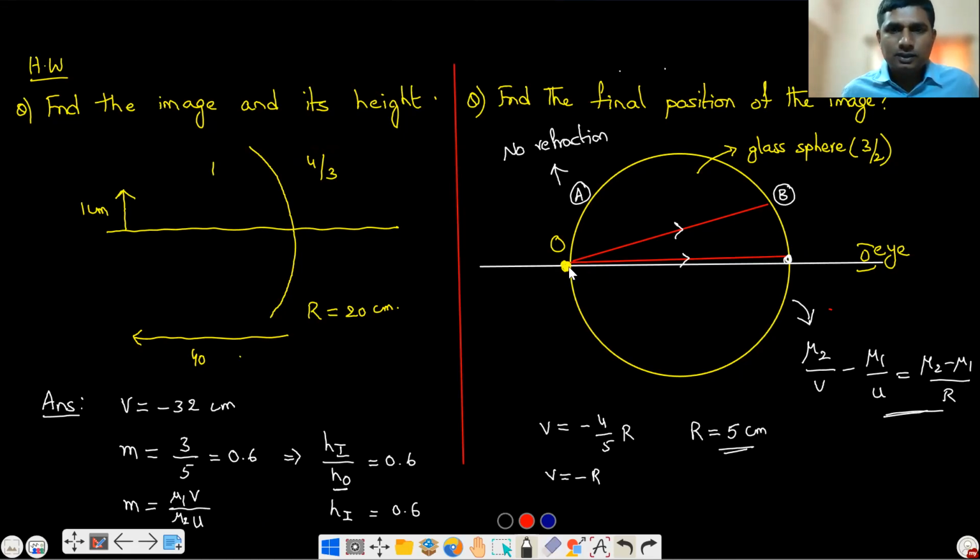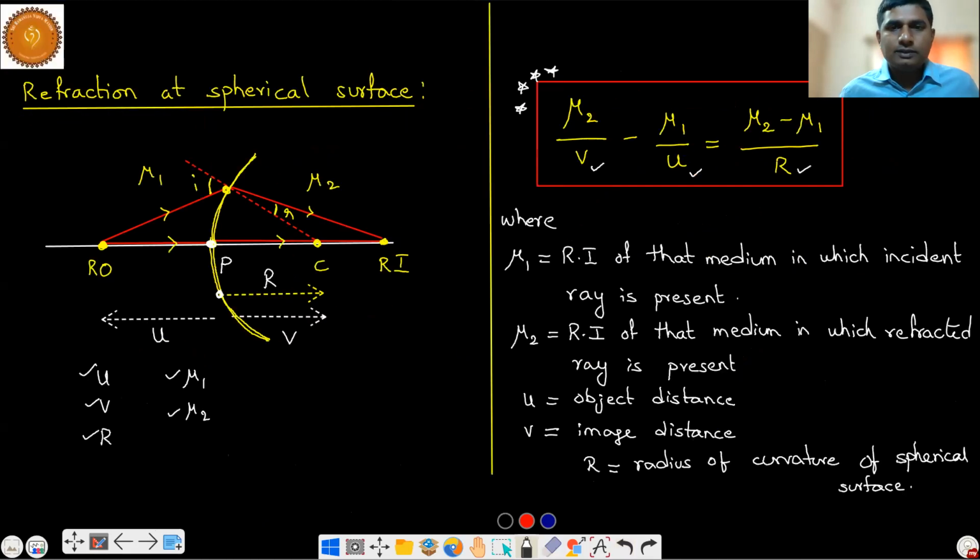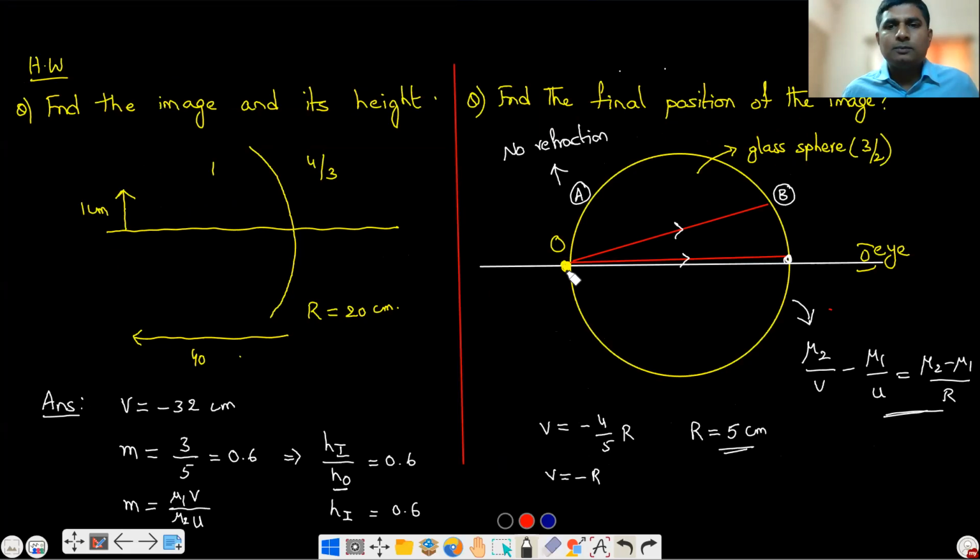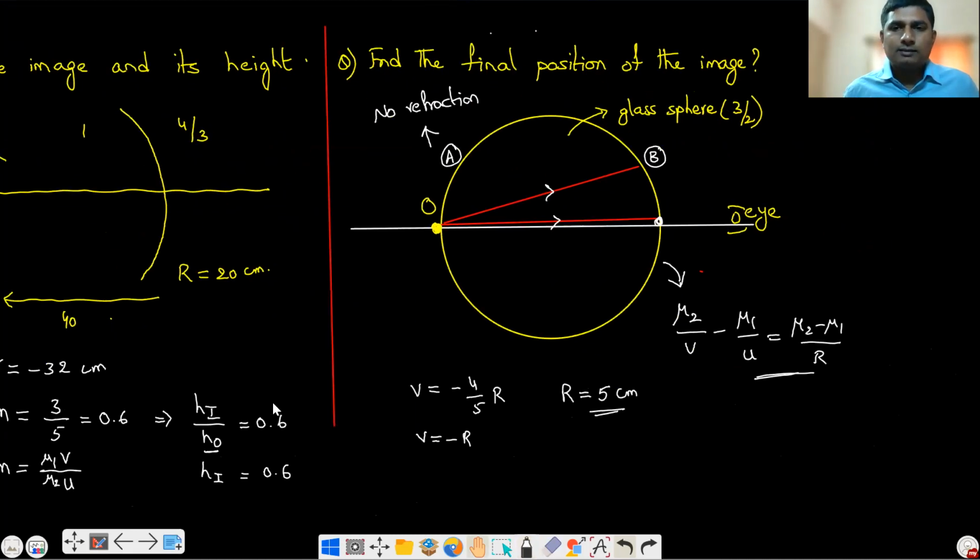That is the question. Yesterday, as I told you, one important point was that whenever an object is on the boundary, you don't have to take the refraction at that boundary. You have to neglect the refraction at this boundary. So there is no refraction at surface A, only refraction at surface B. So first we draw the incident rays. The incident rays are falling on surface B. Now we apply the formula mu2 by v minus mu1 by u is equal to mu2 minus mu1 by r.